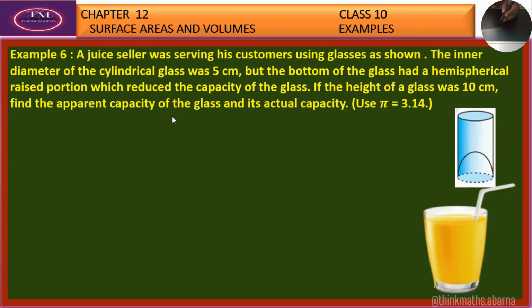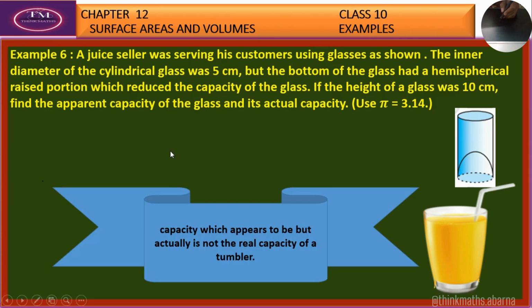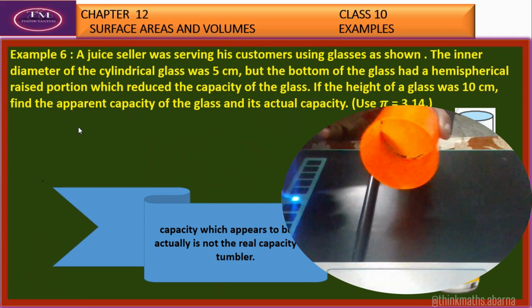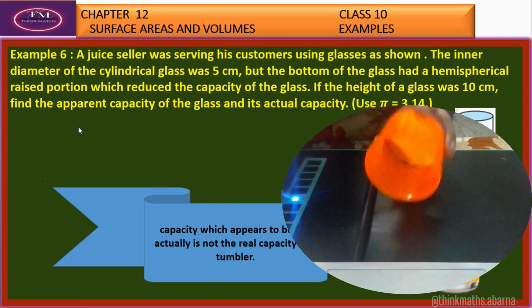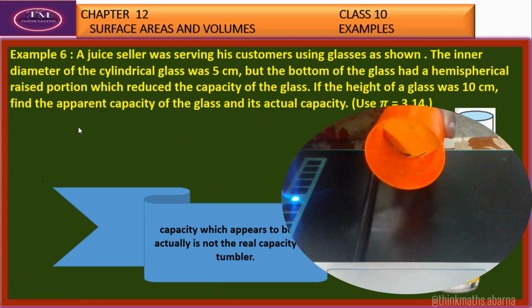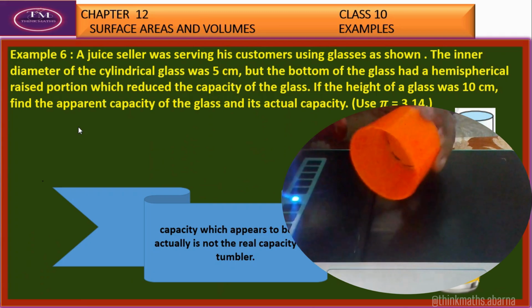What do you mean by apparent capacity? Apparent capacity is nothing but the capacity which appears to be, but actually is not the real capacity of a tumbler. Now look at this tumbler. It looks in the shape of a cylinder. So the first question is they are asking for the apparent capacity. So apparent capacity means it is a capacity which appears to be.